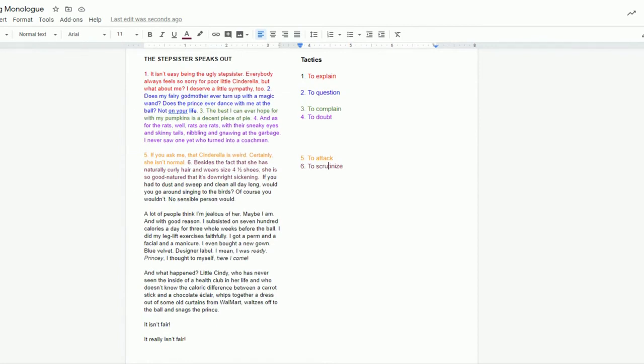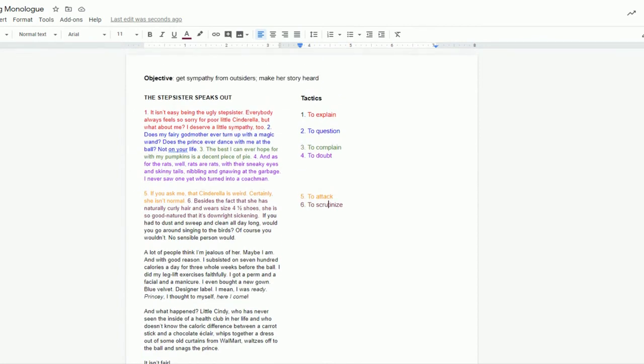So I'm not going to do the entire monologue, but I am going to go a little bit further. So you can see a little bit of a shift or change maybe in the stepsister's attitude. All right, so here she's attacking Cinderella, she's scrutinizing Cinderella, and then she says, "If you had to dust and sweep and clean all day long, would you go around singing to birds? Of course not. No sensible person would."